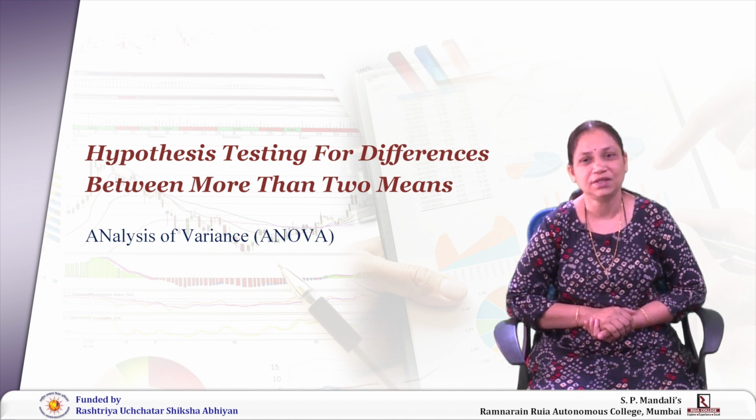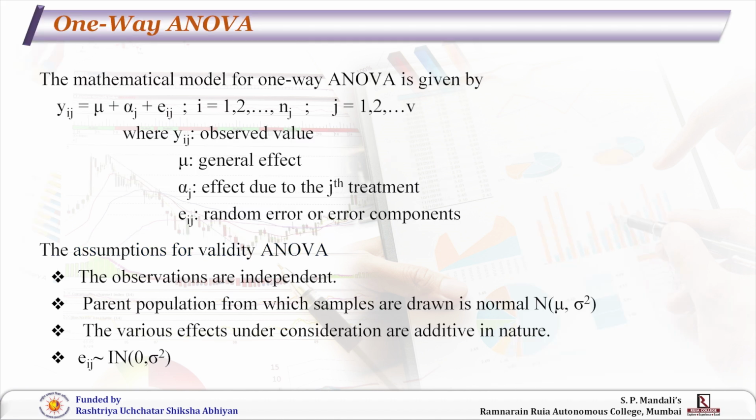in the reference material. We are going to consider one way ANOVA for testing more than 2 means, for which we need to state the mathematical model, which is given by Yij equal to the general effect mu, plus the effect due to the jth treatment, plus the random error.